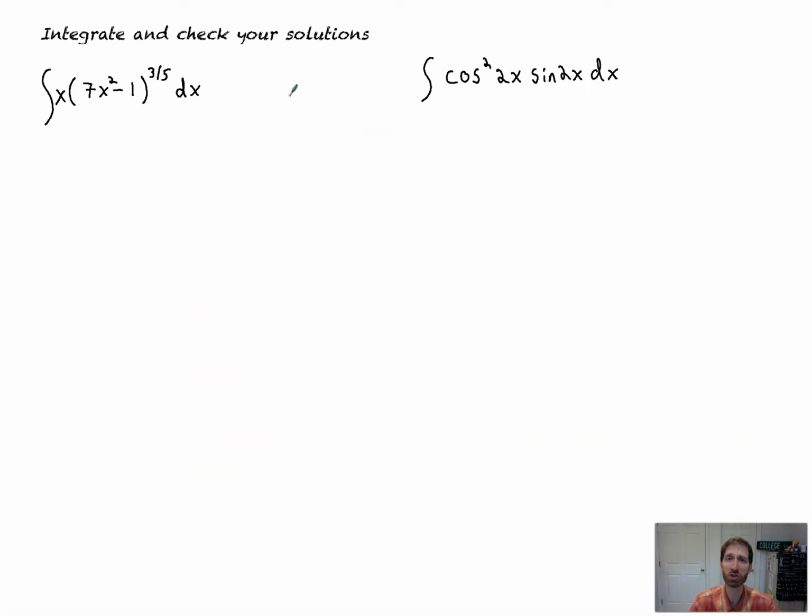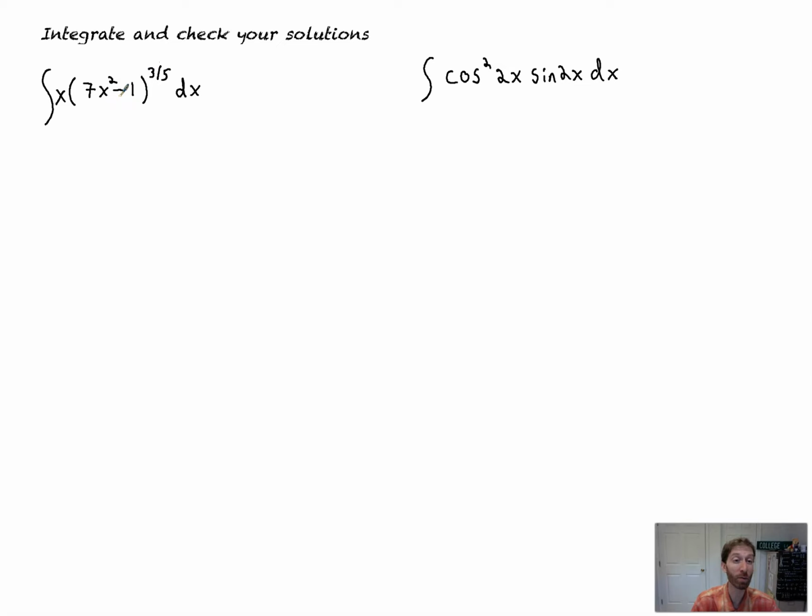Integrate and check your solutions. Don't mind if I do. So I've got 2 more examples here for you, and then we'll call it a video. So here, yes, we've got an x on the outside, but we've got this inner function raised to the 3/5. That, for me, is going to be u because it's the inner function. It's a function within a function.